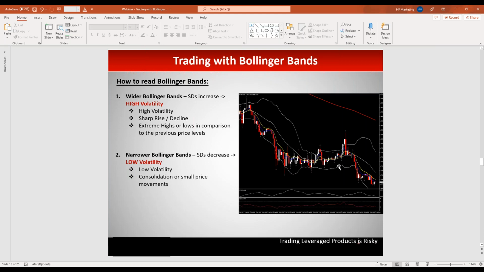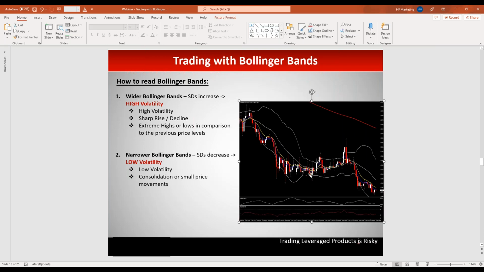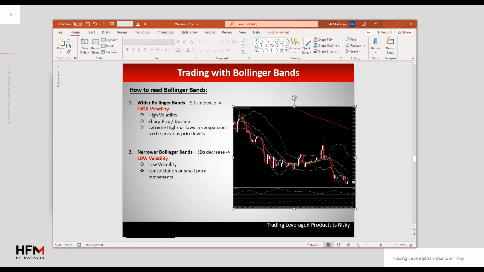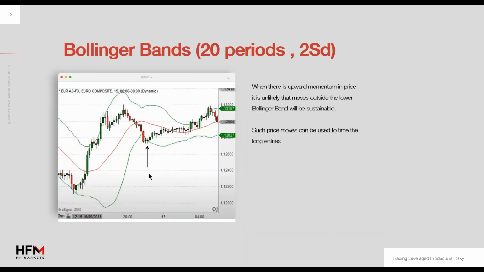getting wider or narrower. If they're getting wider, that means high volatility, so sharp spikes or sharp declines. But if they are narrow, like here, you see how close to each other they are, and even moving sideways, pointing to the left-hand side, that means low volatility, so very small price movements. That is not ideal for trading. That's just something extra.